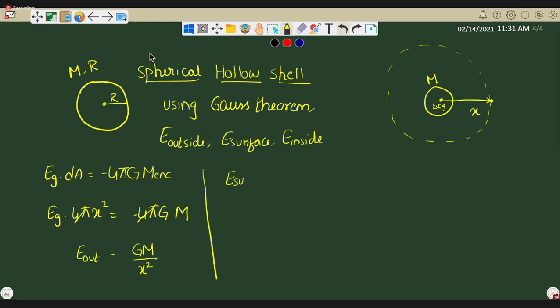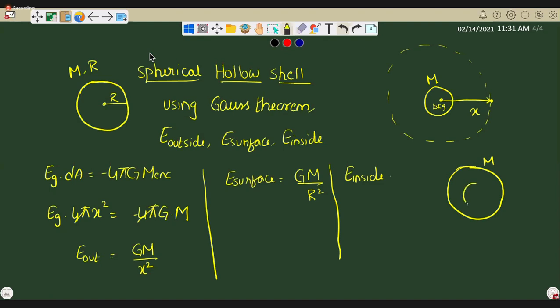Now come to the surface. Tell me how much it is. So it's Eg into 4 pi r square. Do it and tell me how much you will get. GM by r square. Good. Now inside, is it 0? It is 0. Fantastic. Because the mass is only on the radius for a hollow sphere. If I take my Gaussian surface inside of radius x, what is the mass enclosed by this Gaussian surface? 0.